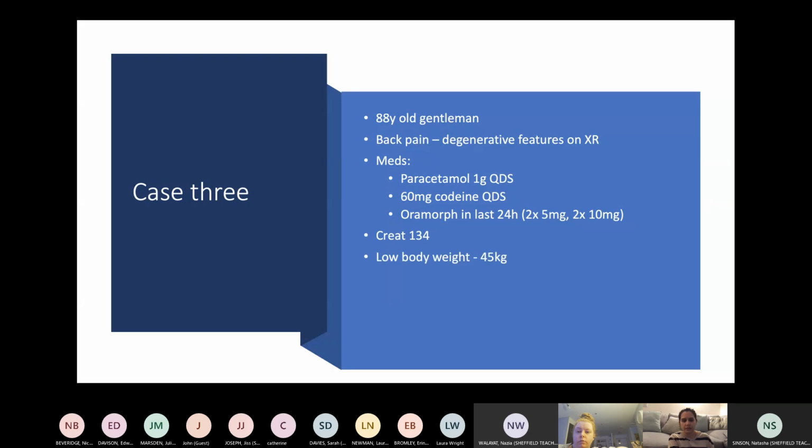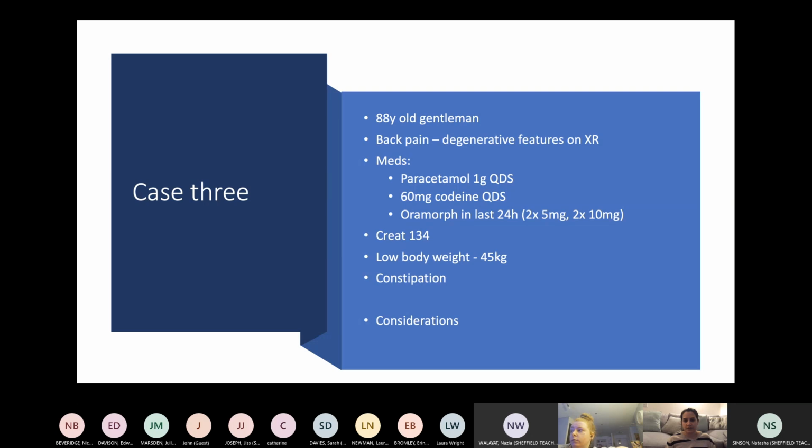He's got a creatinine of 134 and he's actually got a lowish body weight. So even though the creatinine doesn't seem that high, I think we need to think about the creatinine clearance associated with this because of his body weight. He's got constipation, as they all do. So I think that's one thing to work out, the creatinine clearance, to think about what you're using.